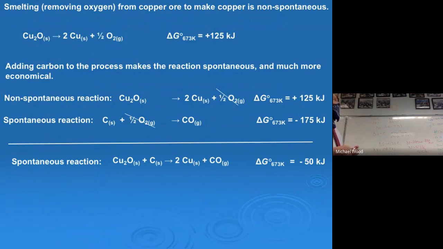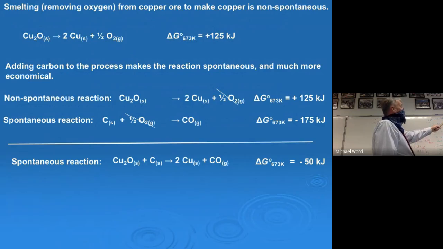Okay, smelting, removing oxygen from copper to make copper, is non-spontaneous. Copper is something that's very valuable. They use that in wiring, so making copper. But the delta G is positive. So this is not a spontaneous process. So this is not good for industry. It's not going to happen.